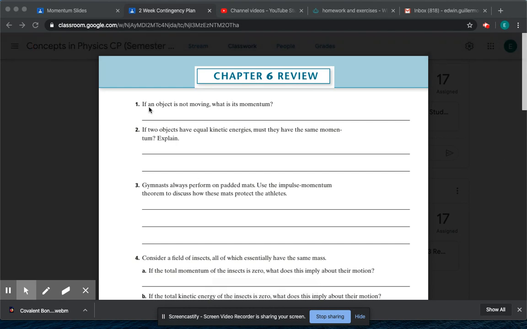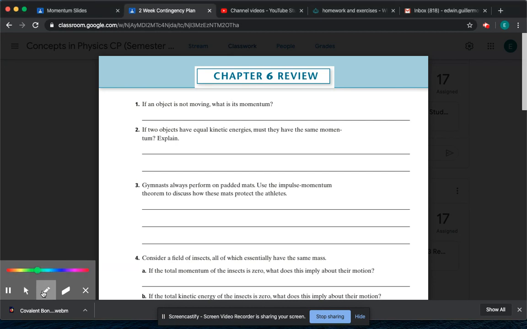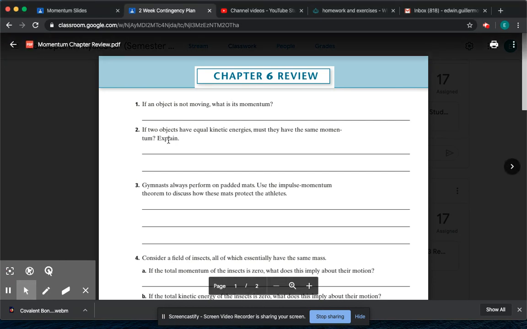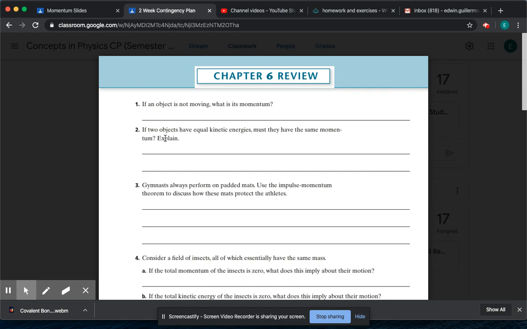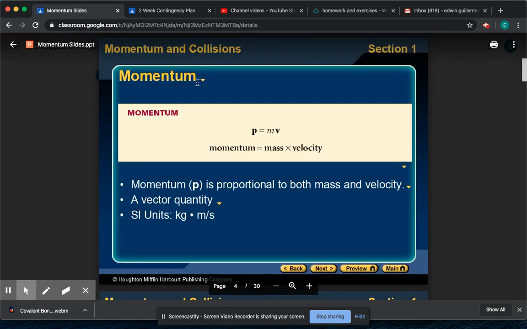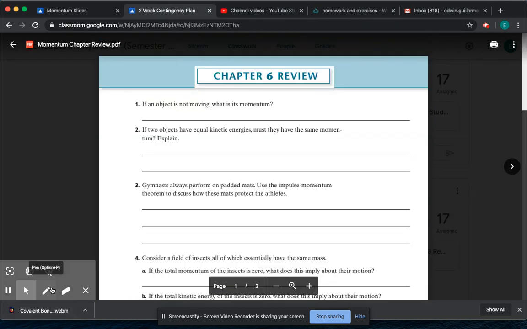Okay. Number one says if an object is not moving, what is its momentum? Well, before we can answer that question, we need to know what is the momentum equation in the first place. So if you go back to the slides, momentum is equal to mass times velocity. So P is momentum, M is mass, V is velocity. So P equals m times v.